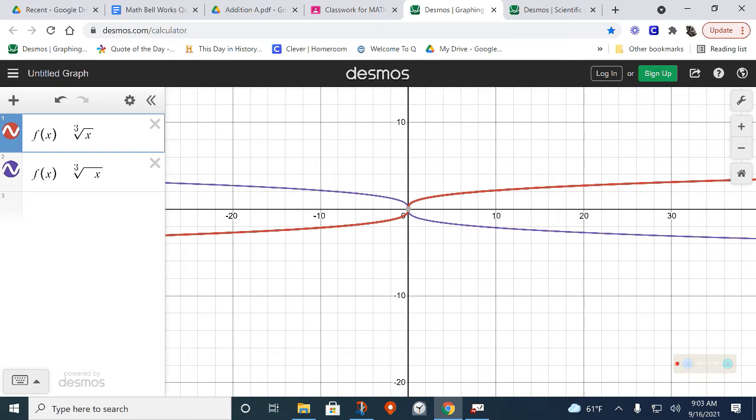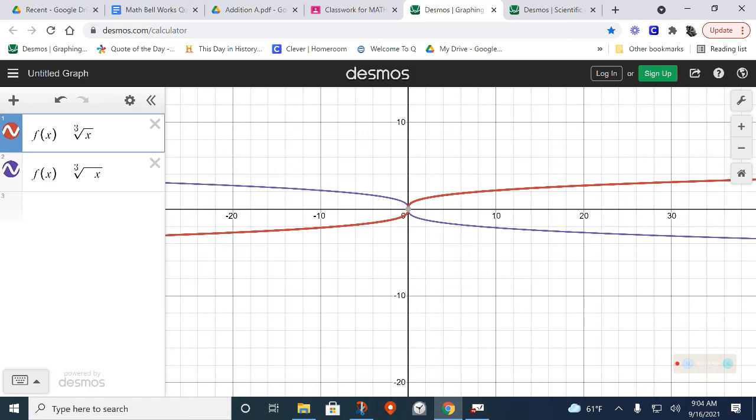This part is reflected right here. So the y-axis kind of serves as the flipping point. Everything here is flipped right here. Everything here is flipped right there. We're flipping. The fancy word is a reflection. Okay?